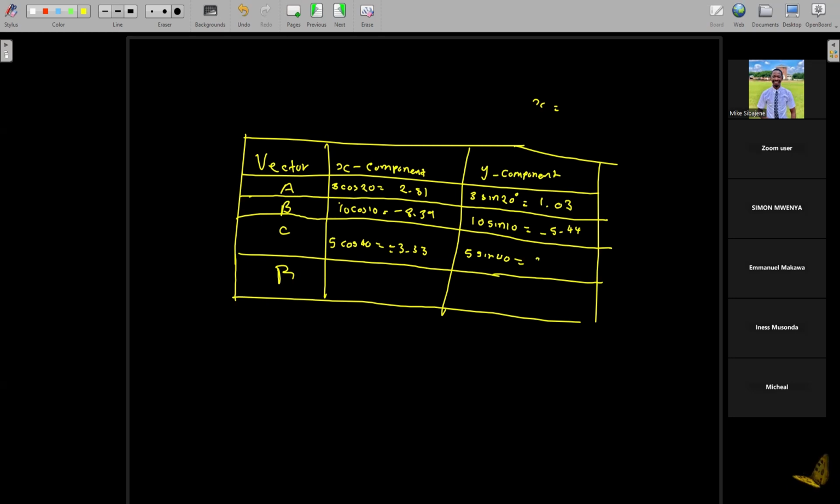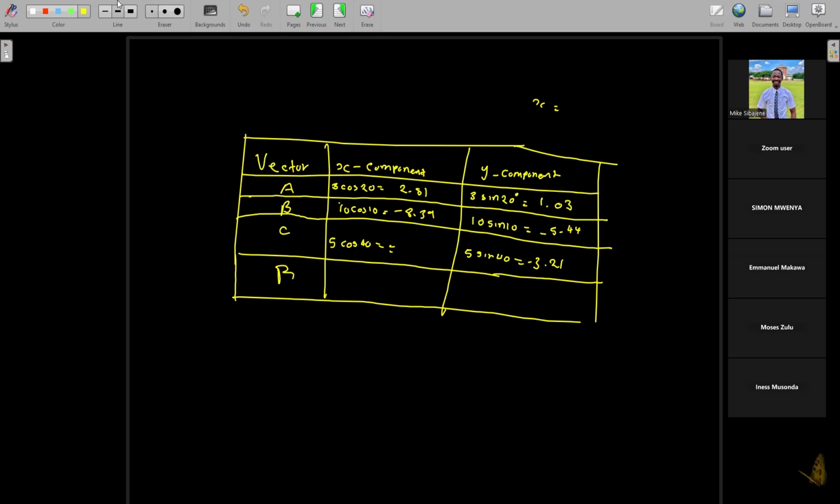3.725. My calculator is saying 3.21. Am I wrong? It is 3.21. This angle is in the third quadrant. It's sine 40. Sorry guys, my calculator was in radians. So let's make sure we punch these again.